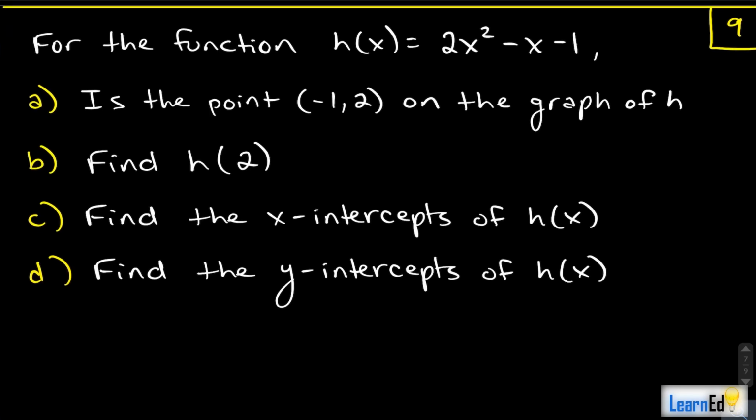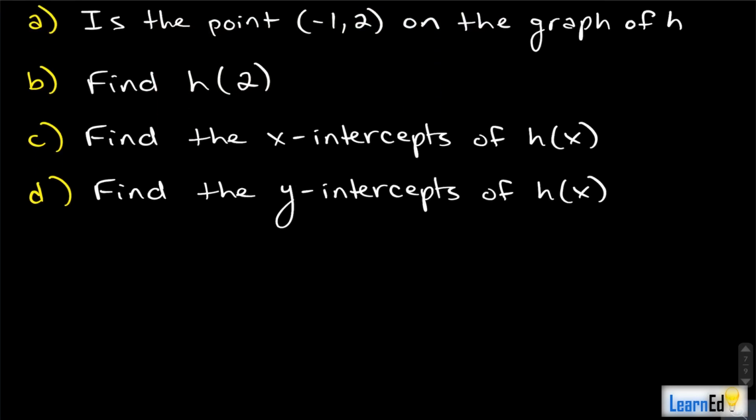On to problem 9. We have a 4-part question here, but don't worry, this won't take that long. For the function h of x equals 2x squared minus x minus 1, we want to do the following. For a, we want to see if the point negative 1, 2 is on the graph of h. We want to find h of 2. We want to find the x-intercepts of h of x, and we want to find the y-intercepts of h of x. So let's start off with a.